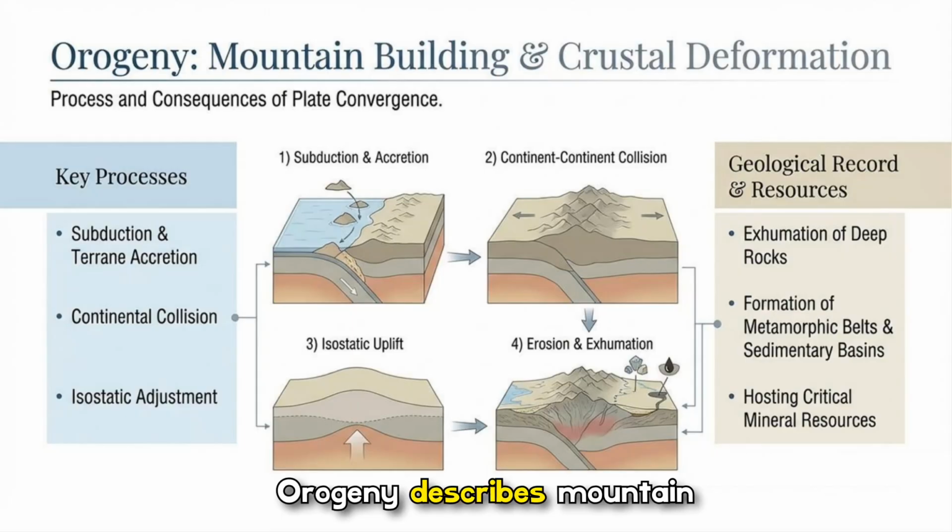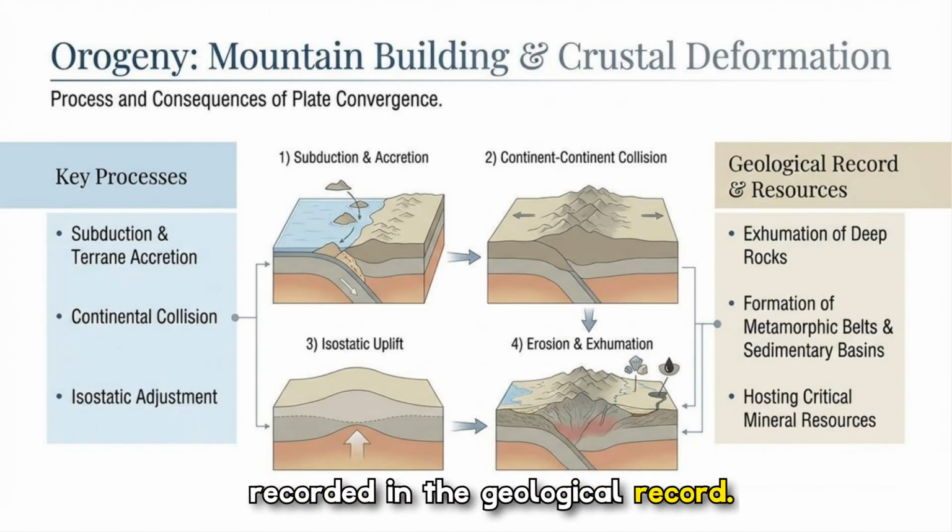Orogeny describes mountain building through a sequence of processes: subduction and terrane accretion, continent-continent collision, isostatic uplift of thickened crust, and finally erosion and exhumation that expose deep rocks. This cycle not only sculpts topography, but also forms metamorphic belts and sedimentary basins that host important mineral resources recorded in the geological record.